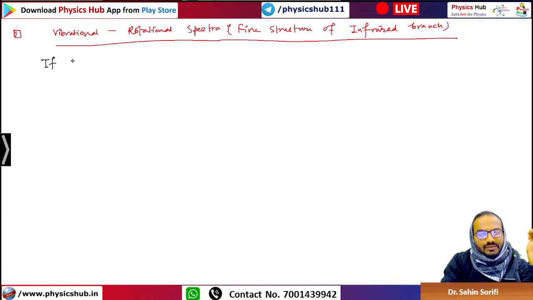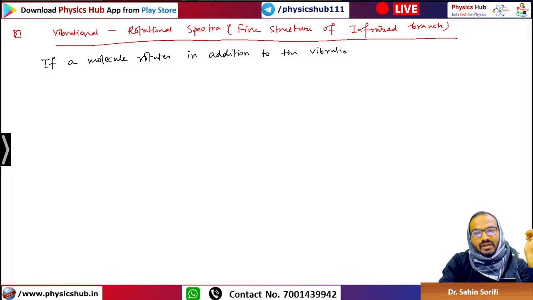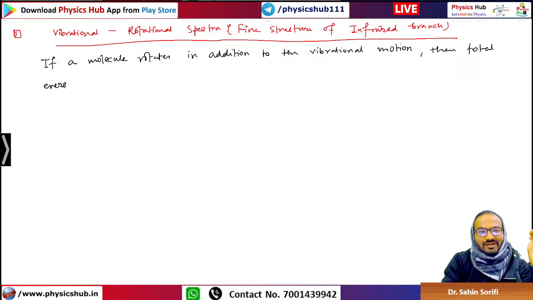Okay. So if we consider a molecule rotates in addition to the vibrational motion, means rotation and vibration is happening simultaneously. It can happen, na? Then total energy. As a student, we are reading rotation and vibration separately. But a rotating molecule will not wait not to vibrate. Okay, right? They are independent. They will rotate, vibrate. Okay, you can learn separately, but they will do it together.